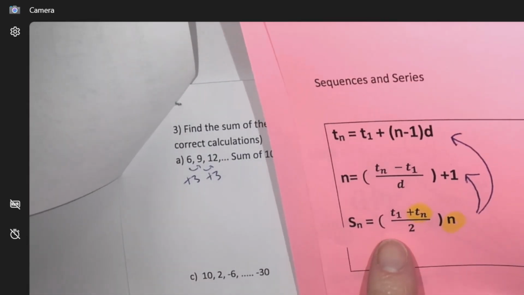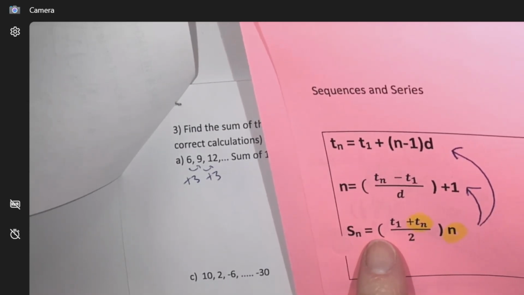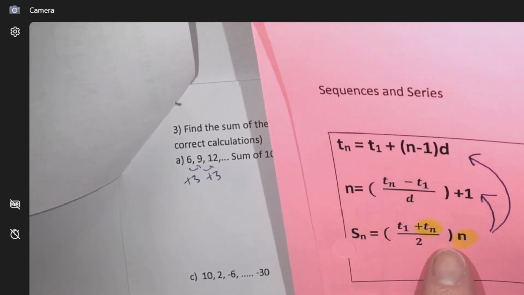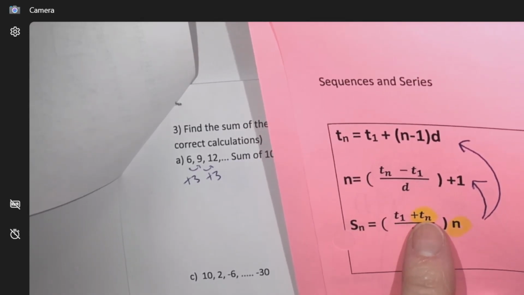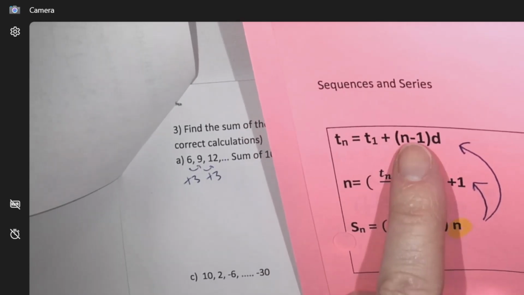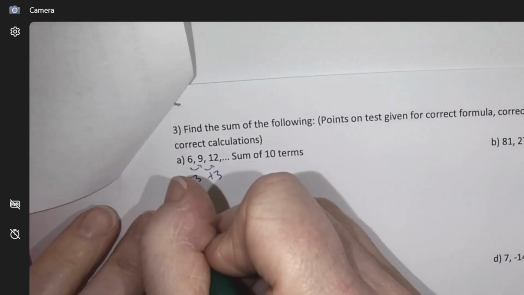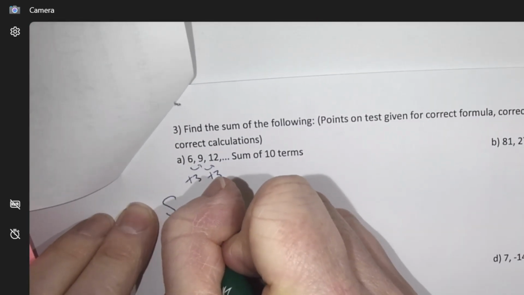So you're going to use this one. This is the hardest formula to use. Why? Do you remember? Because often I don't give you that or that, one or the other. You have to figure them out and then go. So we'll start here. We're going to figure out the sum of these 10 terms.